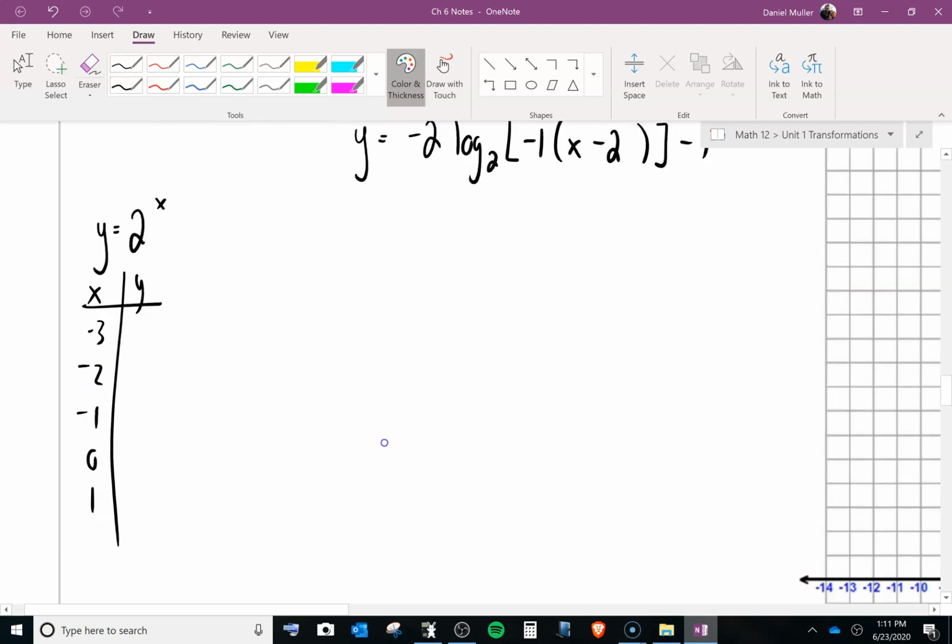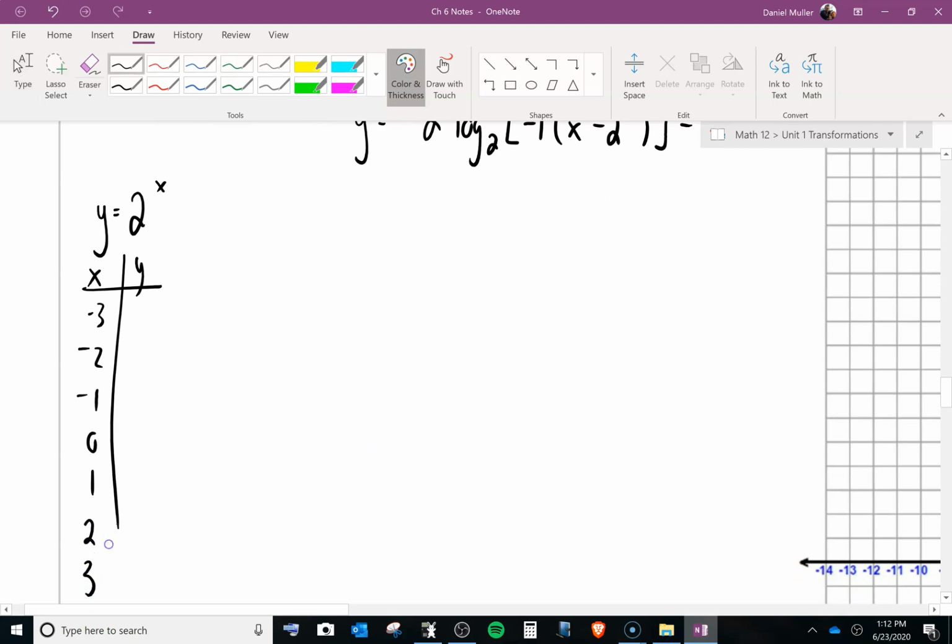0, 1, 2, and 3. So 2 cubed is 8, so you put it into here, right? So 2 cubed is 8, 2 squared is 4, 2 to the 1 up here is 2, 2 to the 0 is 1, and then these are all the negative ones that should bring things to the denominator.